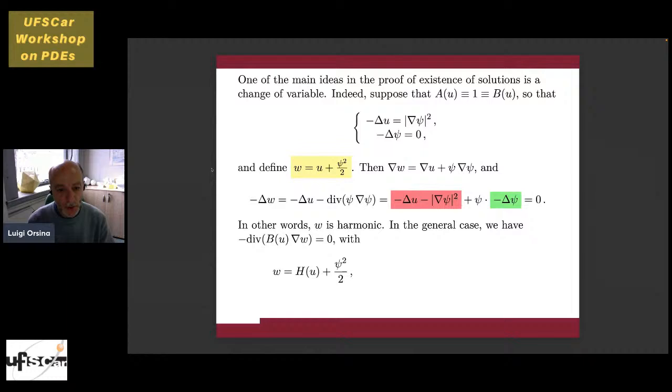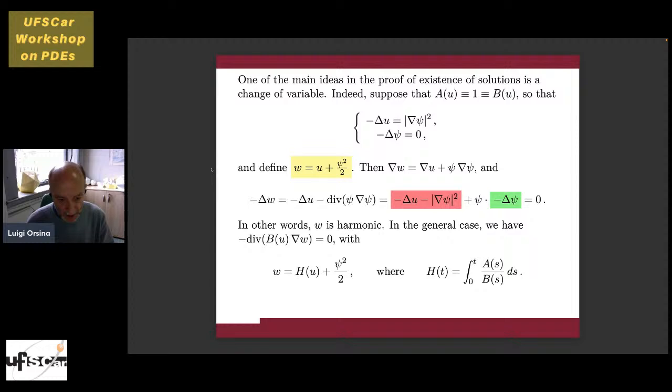And here H of U is nothing but a primitive, zero in zero, to maintain boundary values somehow, of the quotient A of S divided by B of S. And this is the main point somehow. You make this change of variable and you recover a simpler problem in some sense, because now B of U may be degenerate, may explode, depending on the form that it has on U.